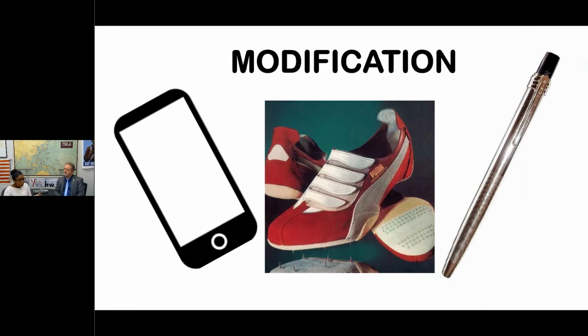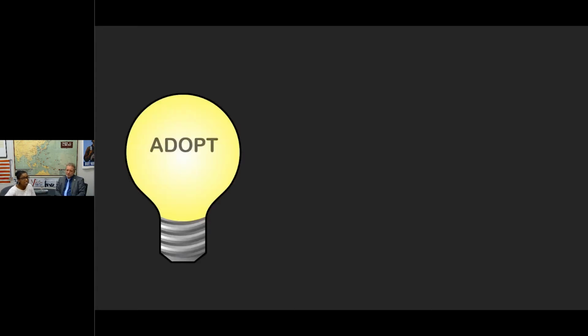Thank you, Rob. So now that we've discussed what modification is, and we've looked at some examples that we're familiar with, I want to move on to the 3 A's that we're going to be discussing today, because we're going to be focusing on 3 different types of modification that were used during World War II. And the first one is adopt.